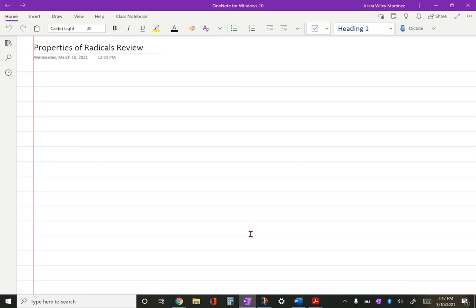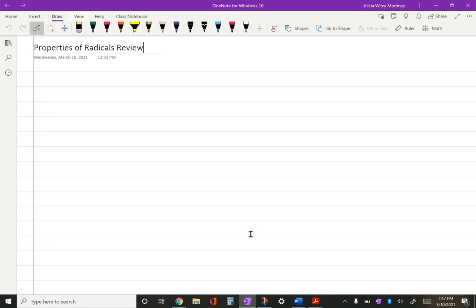Hello, Geometry. Today we're going to be talking about properties of radicals. Now, we reviewed this a little bit yesterday, and you may have seen it even prior to yesterday, but remember that we talked about this symbol in Desmos. This is what we call a square root symbol.